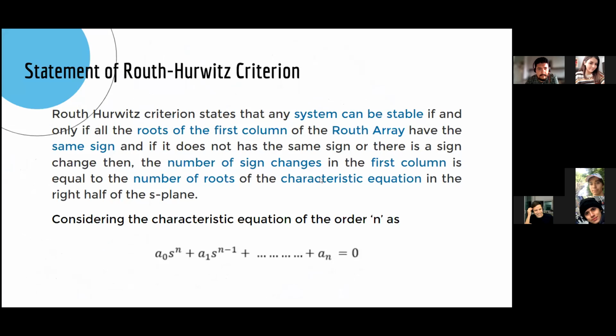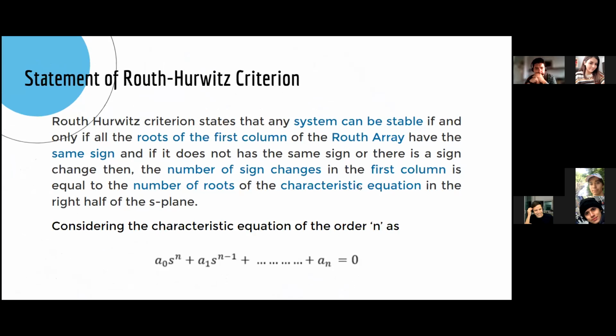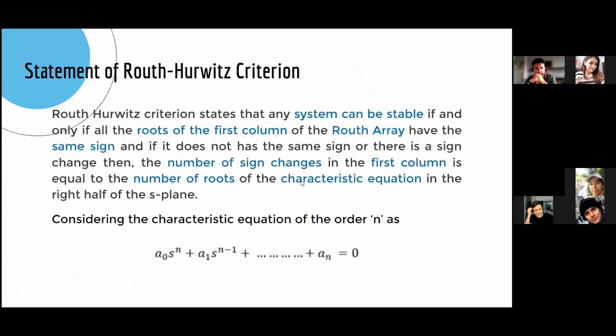Okay, so according to what we investigated, the Routh-Hurwitz criterion is a way to see if a system is stable or unstable. To do that, we create a table called a Routh array. By checking the signs of the first column, we can determine if the system is stable or unstable. And also by checking the sign changes, we can see the number of poles.